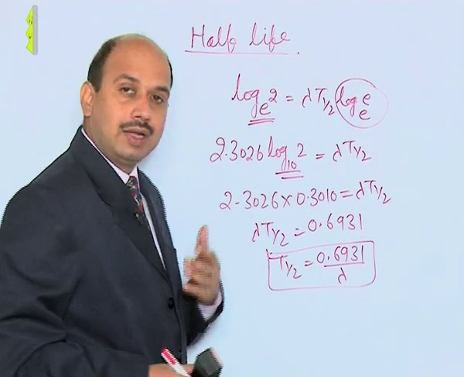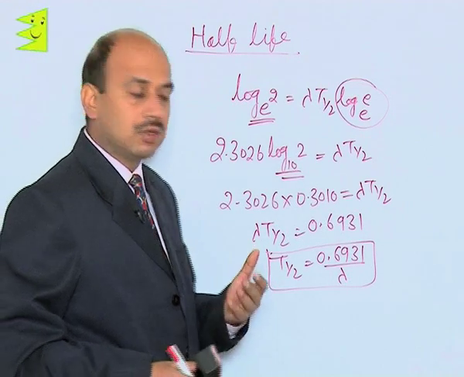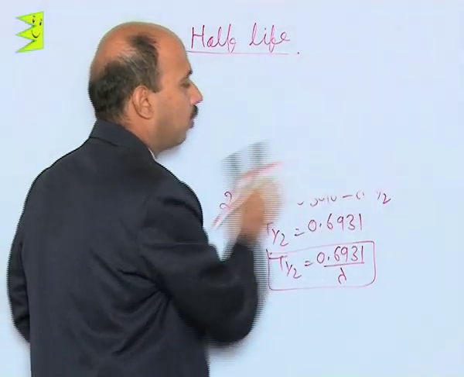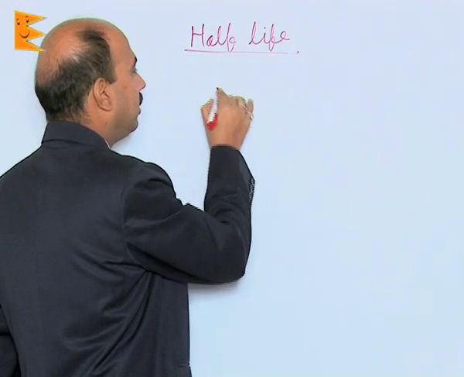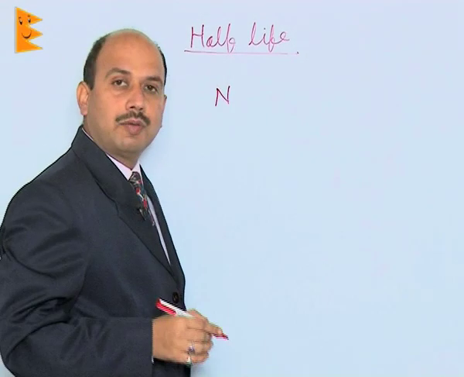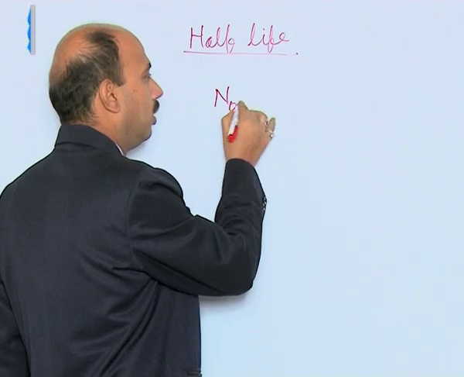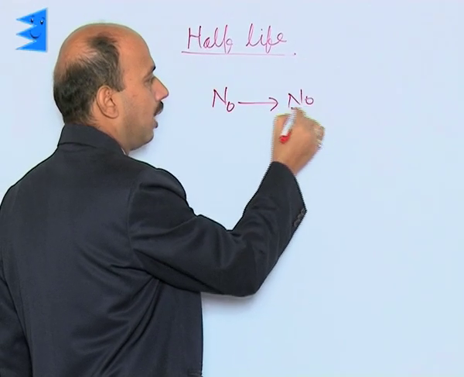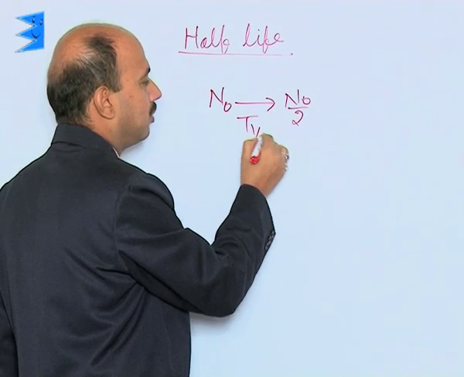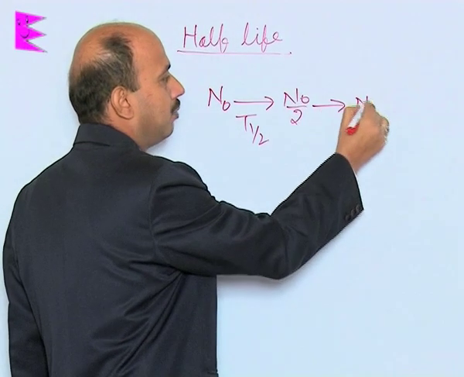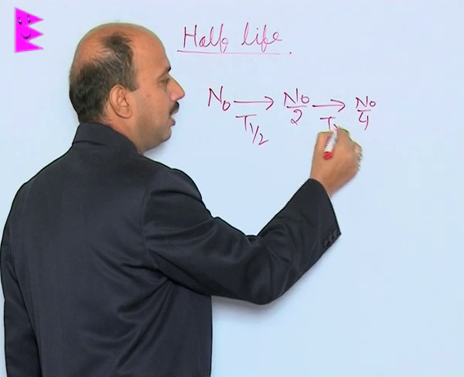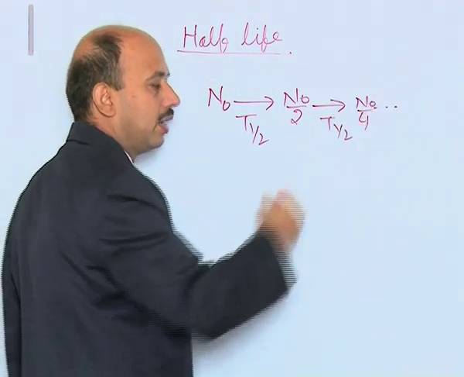Now we can get another expression for this half-life. So we can go ahead with this part. If anything has the initial number of atoms present, that is N naught, when it reduces to N naught by 2, the half-life is T1 by 2. This is the first half-life. In the next half-life, it becomes N naught by 4, that is another half-life. It keeps on going like this.